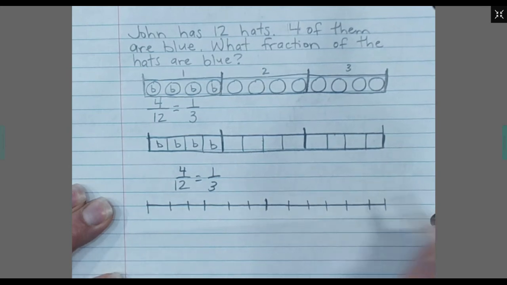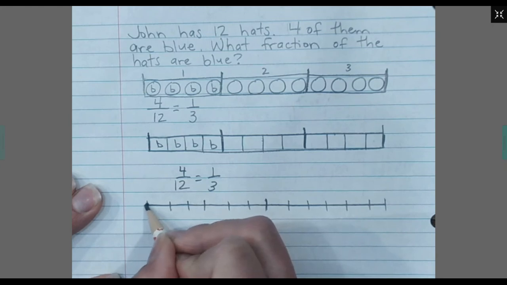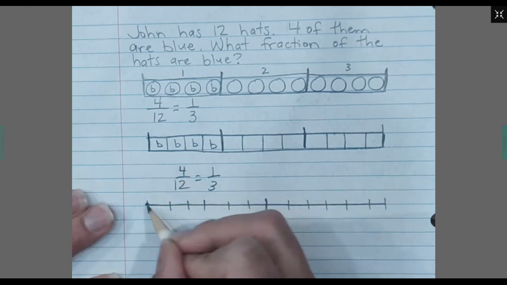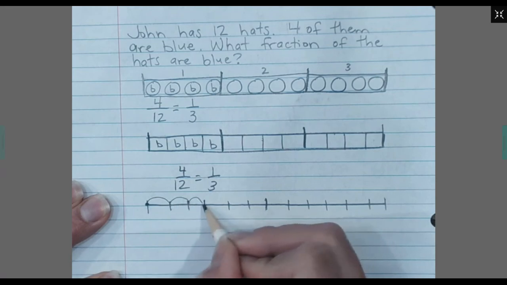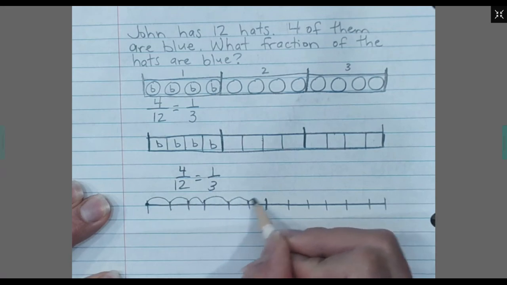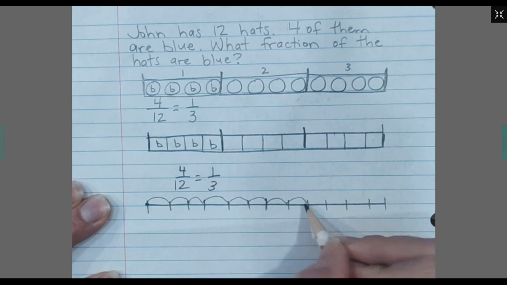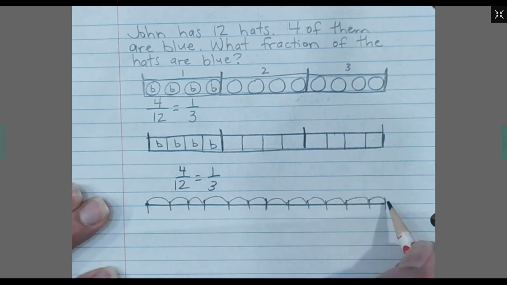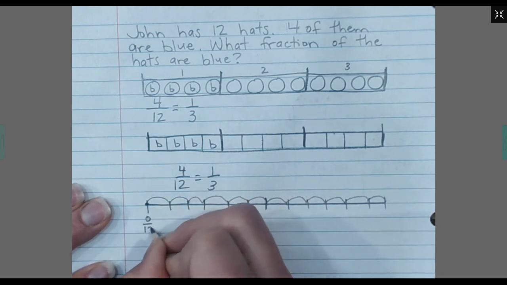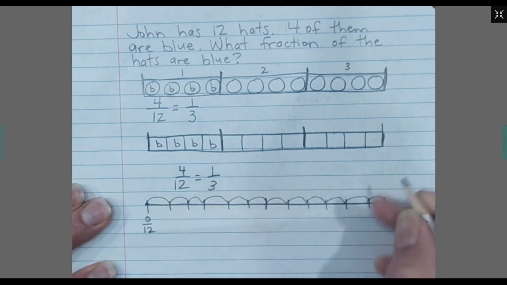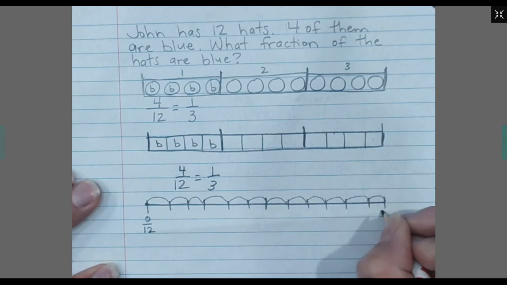And with the number line, we always start counting here and we make jumps essentially. So 1, 2, 3, 4, 5, 6, 7, 8, 9, 10, 11, 12. We got our 12 parts. This first one would be labeled as 0/12. Our last one, our whole, is labeled as 12/12.